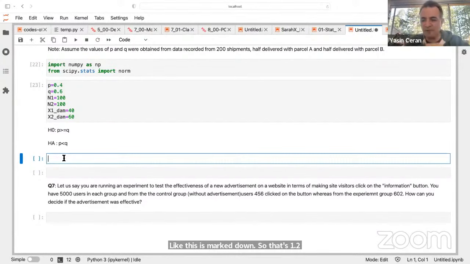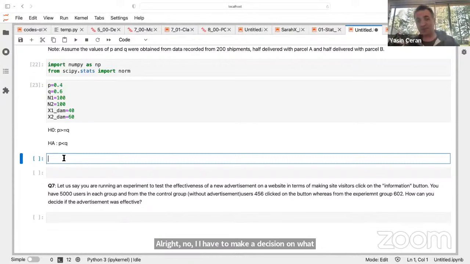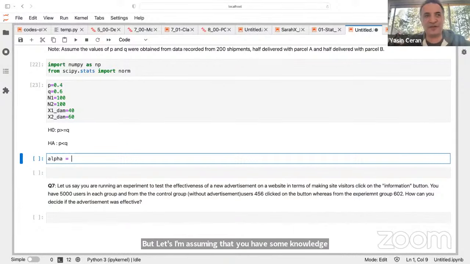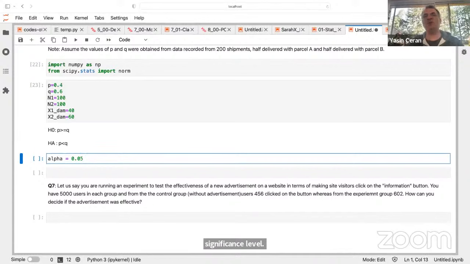Now I have to make a decision on what significance level I'm going to be using. Again, I'm hoping that we're going to have a separate session on discussing each of these things separately, but I'm assuming that you have some knowledge on significance level. So let me use the significance level of 0.05. So what does that mean?